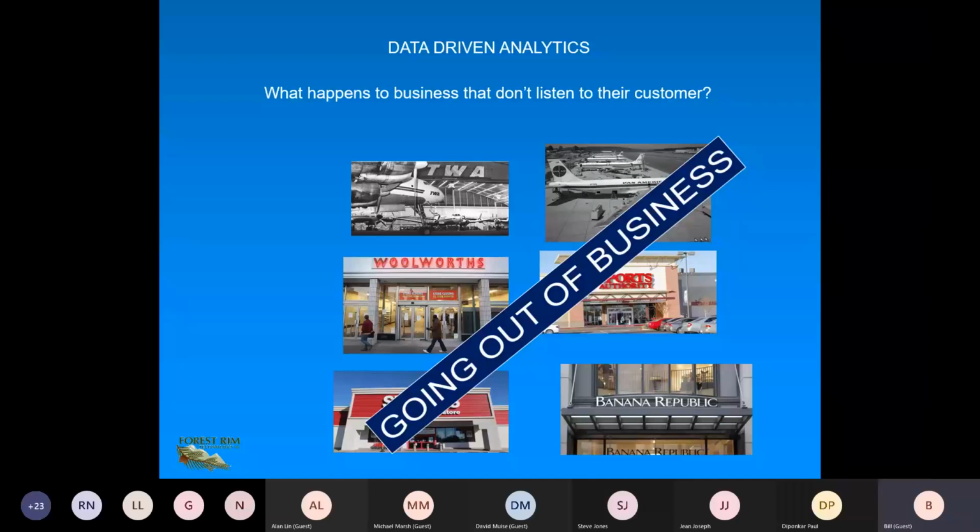There's a long list of corporations that once were profitable large corporations that no longer exist today. You can't find these corporations existing today. Actually, you can find Woolworths existing. I heard an interesting story about Woolworths the other day.